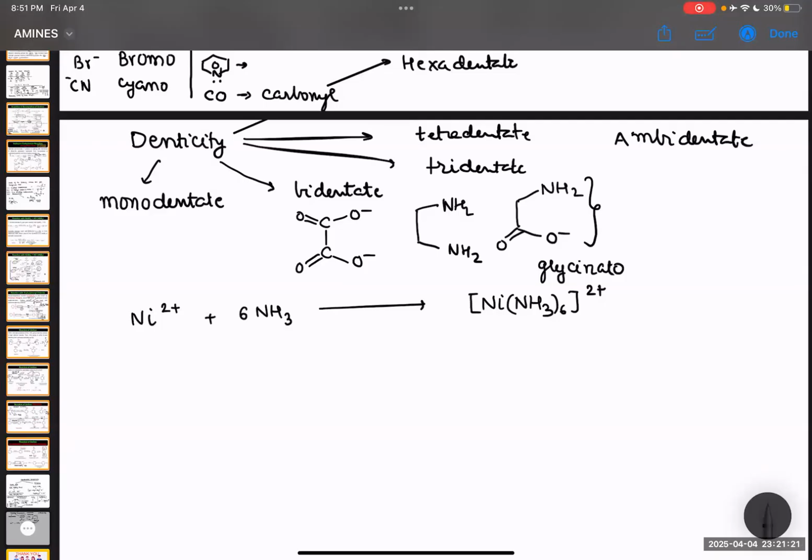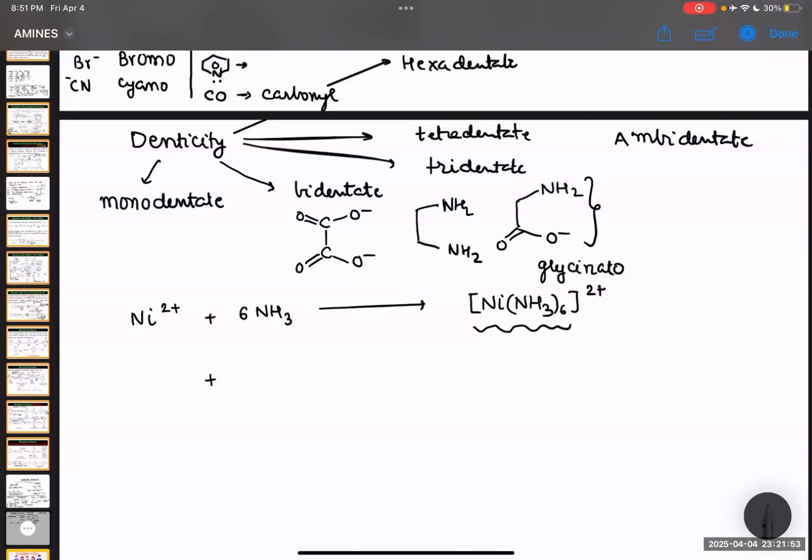except for NH3 where you are going to put amine, with 2M. So what's the name of this complex? Can you tell me? Hexamine nickel 2. Got it?